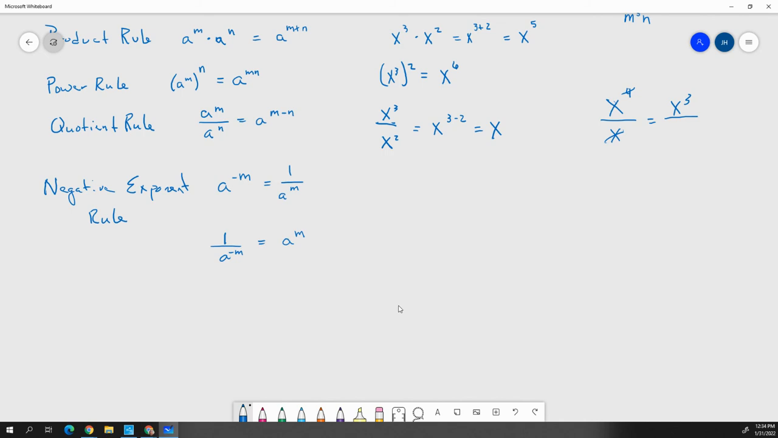So when I'm dealing with negative exponents, let's just do a regular one first. If I have x to the negative 3, I can rewrite that as 1 over x to the 3rd, right? Or if I have 1 over x to the negative 5, I can rewrite that as x to the 5th.